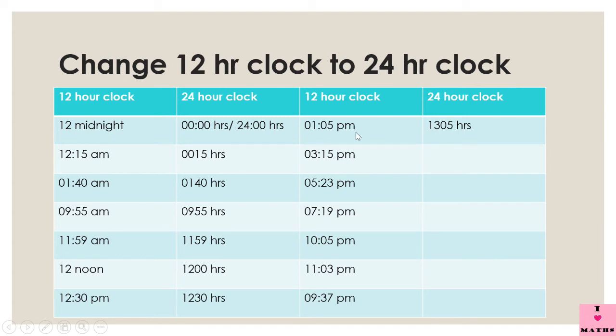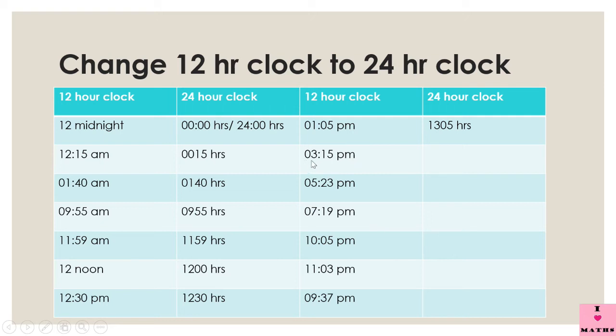Onwards, you have to do something which is very important. For changing the time from 12-hour clock time to 24-hour clock time, you will have to add 12 to the hours digits. That is the reason 1 plus 12 is 13. So this time is written as 1305 hours.